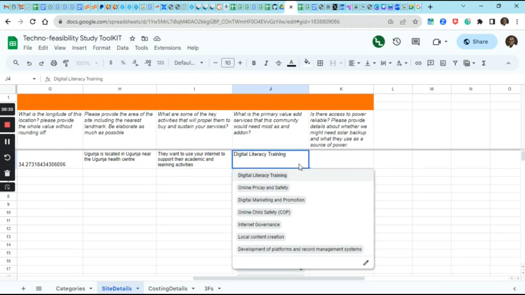So a number of them can be there, but we have sampled things like digital literacy programs. Can you do training to teachers? Can you help them understand better how to use the internet? Can you do online privacy and safety trainings? Do you have things around digital marketing and promotion for women who are doing business? And think about children who you are now exposing to digital platforms. Do they have some safety skills?